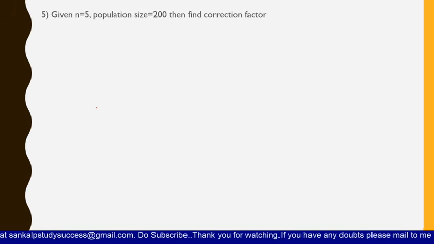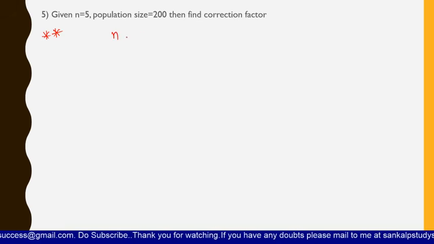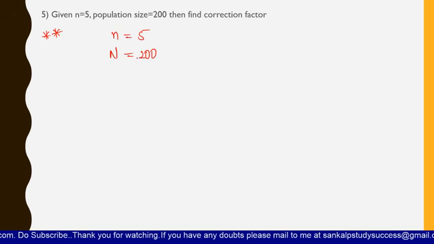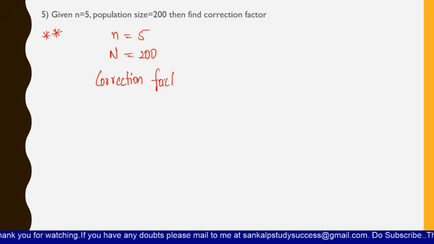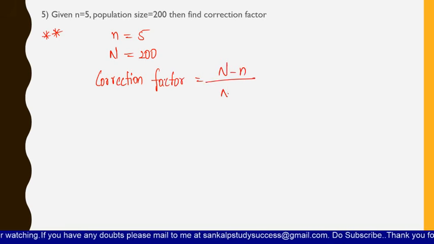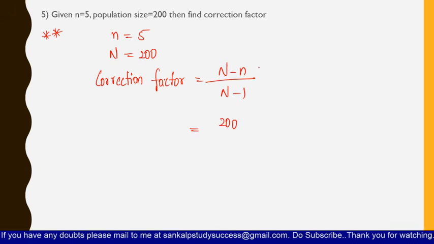So let's see the last problem of this video, which you may also get for 1 mark. This question is also very important. Here given n is equal to 5 and population size is 200. Population size is denoted by capital N, right? Which is equal to 200. Now you have to find the correction factor. What is the formula for the correction factor? You have to remember each and every formula. So the correction factor is equal to capital N minus small n by capital N minus 1. This is the formula. Here we know what is capital N and we know what is small n.